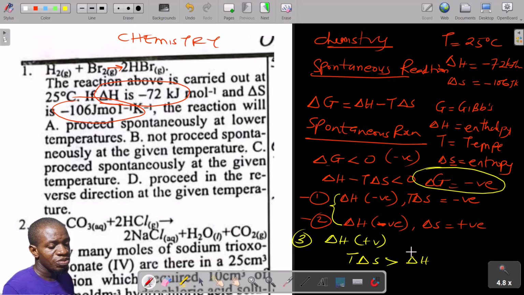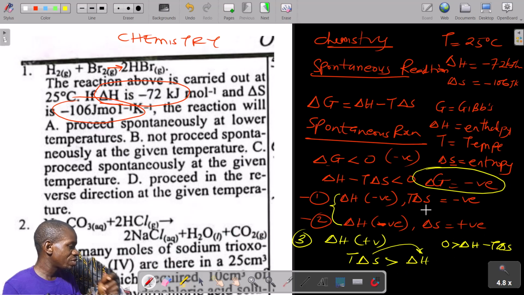So this is when we are going to have what you call a spontaneous reaction, which is something that I said initially at the beginning of this class. When you reverse this now, if you take this to this side now, it's going to be 0 is greater than delta H minus T delta S. If you reverse this, what is it going to be now?